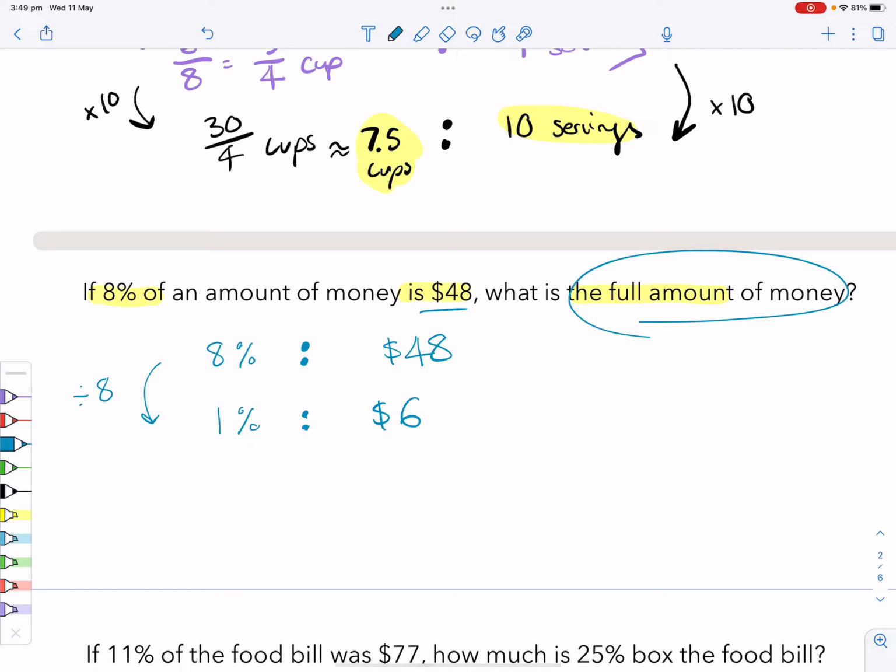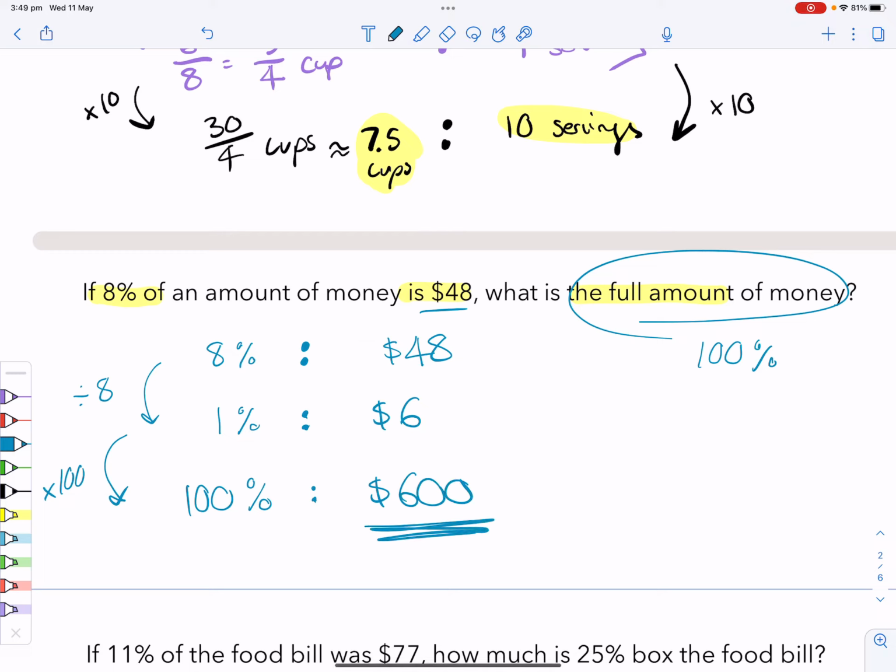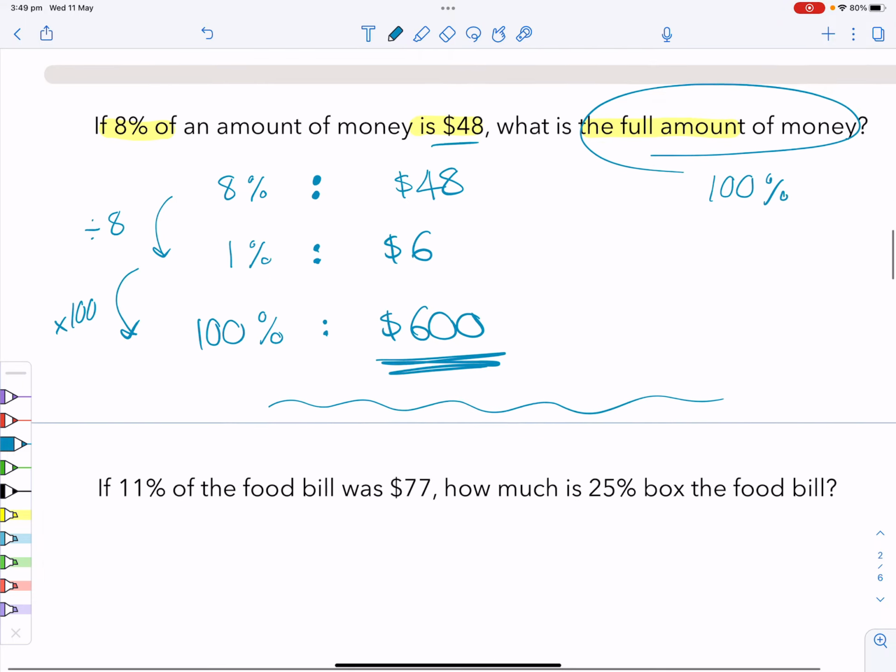What's the full amount of money? Well, that would represent 100% of the money, wouldn't it? So we need to scale this up by scaling up 100 times. This gives us now 100. And we do the same thing on the right-hand side as well, so that would give us 600. And we're finished. There's our answer. So the full amount of money must have been $600. I would probably write the full amount as a sentence just to be sure on these questions.